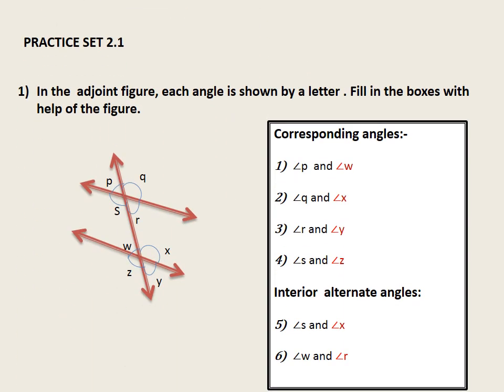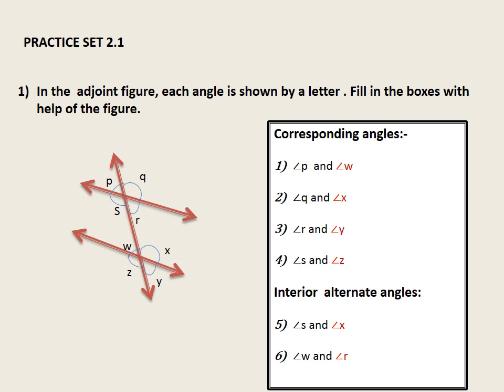Practice set 2.1. In the adjoining figure, each angle is shown by a letter. Fill in the boxes with the help of the figure. Here, two parallel lines are given which are cut by a transversal. We have to find corresponding angles and alternate interior angles. First, the corresponding angle is given: angle P corresponds to angle W. Second, angle Q corresponds to angle X. Angle R corresponds to angle Y and angle S corresponds to angle Z.